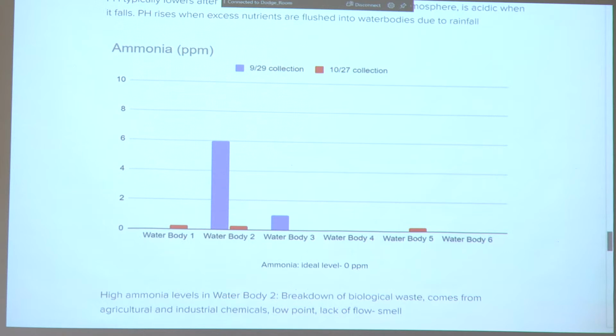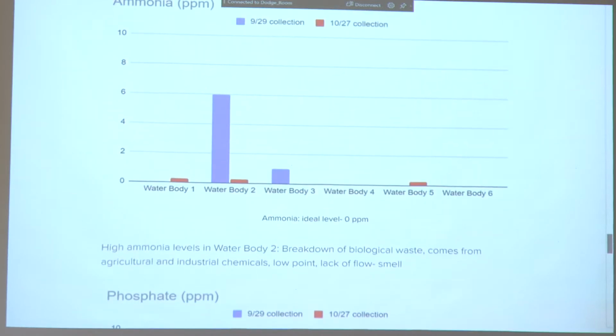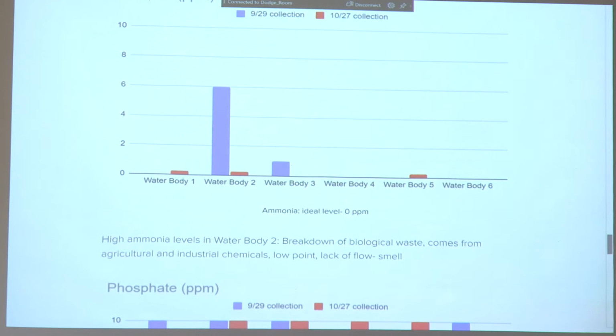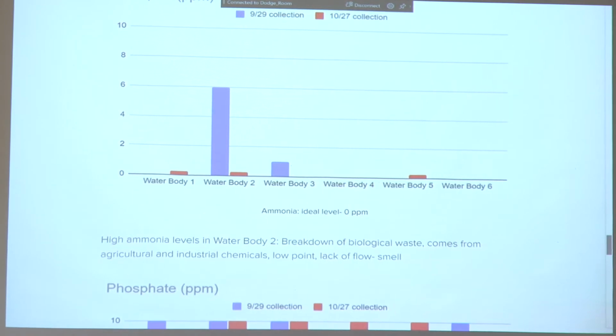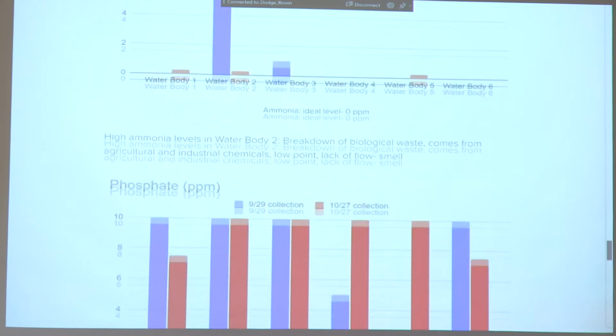The next thing I looked at was ammonia. There were pretty low levels except for in water body 2, which probably came from the breakdown of biological waste, and it is also a low point. There's also a lack of flow in that pond, especially this time of year, and that could lead to that high ammonia concentration. Also, one thing to note is that sample smelled very bad. Mr. Policia agrees with that statement, and it was like sulfur, very strong, so that was interesting.